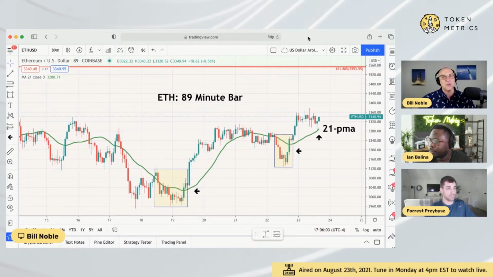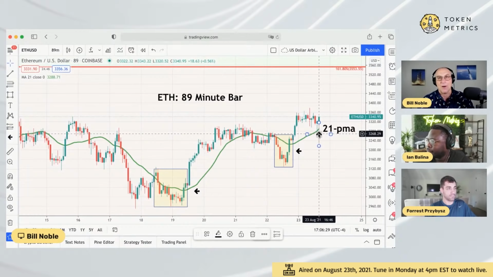So we're going to use something that no one looks at and check out what ETH's doing. ETH breaks below the 21-period moving average on this intraday chart, okay? It fakes everyone out. Then it pops above it. Then it dips again, right here on this green line, and what's ETH doing now?